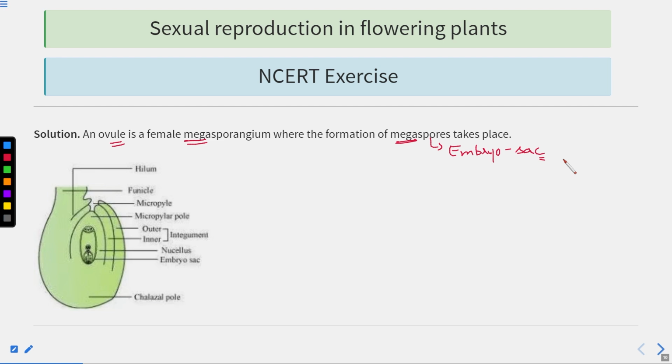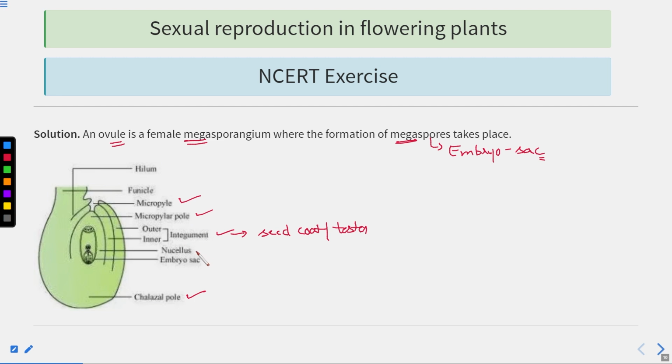Now, these are the structures here. This is the chalazal pole or the chalazal end. Then we have the micropylar end. The micropyle forms where the integuments are lacking, so here no integuments are present. This region is the micropyle. Now, these are the integuments. There are two integuments, the outer integument and the inner integument. These integuments later form the seed coat, also known as the testa.